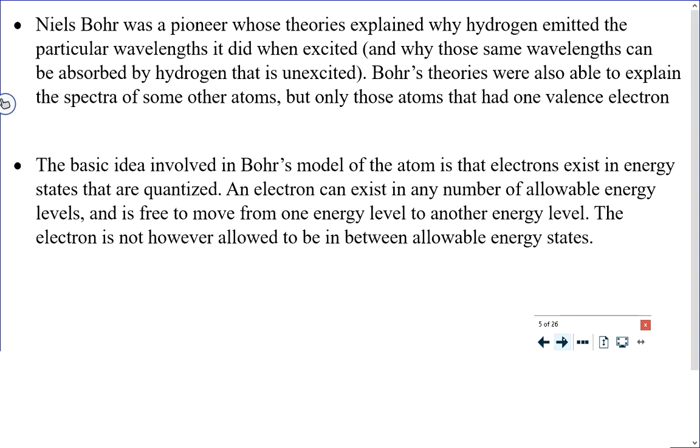The basic idea involved with Bohr's model of the atom is that electrons can exist in energy levels that are quantized. And what this means is an electron is allowed to have a particular energy, and an electron is allowed to have a different energy, but it's not allowed to have energy values in between. Kind of like when we say the charge on an object has to be quantized. The charge of an object has to be one elementary charge or two elementary charges, but it cannot be a number in between those two values. The same thing is true for electrons in atoms.